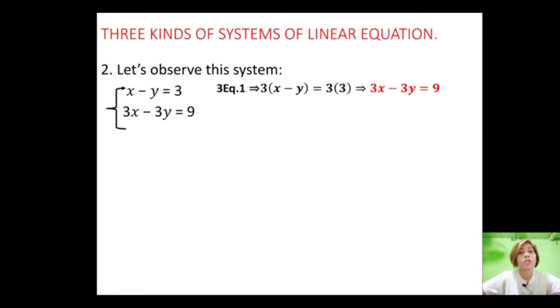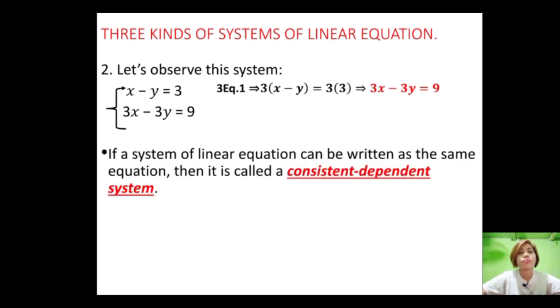So, magiging 3 times equation 1 will be left side po tsaka right side po. Pares po dapat i-times sa 3. So, 3 times x is 3x, and then 3 times negative y is negative 3y. And then, sa right side, 3 times 3 is 9. So, kung mapansin nyo po, yung equation 1 at equation 2, naging equal na po sila. So, yung left side equal, yung right side equal din po.